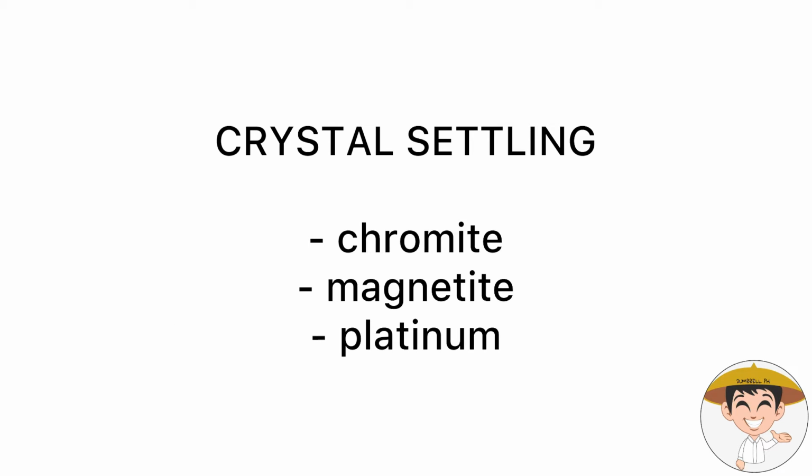So we have here examples of magmatic ore deposits. We have crystal settling and fractional crystallization. First, for the crystal settling, as the magma cools down, heavier minerals tend to crystallize early and settle in the lower portion of the magma chamber, a reservoir or pool of magma within the upper mantle or lower crust. From the basaltic magma, chromite, FeCr2O4, magnetite, Fe3O4, and platinum, Pt, can be concentrated through crystal settling. Okay? Take note of that.